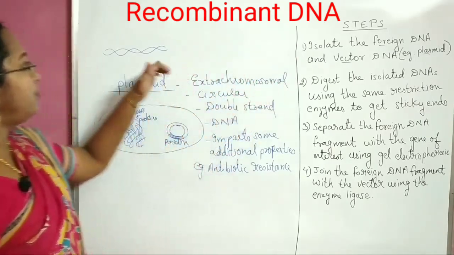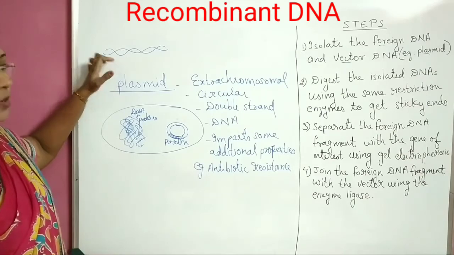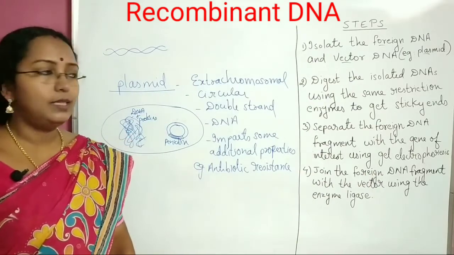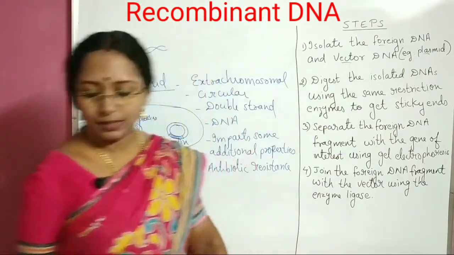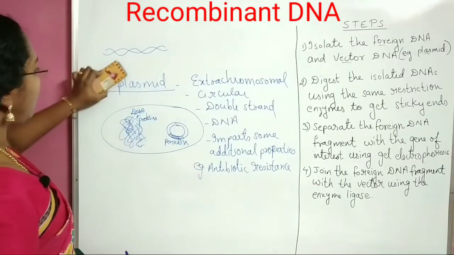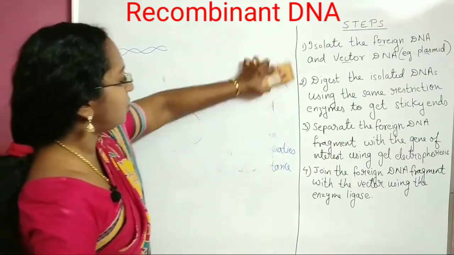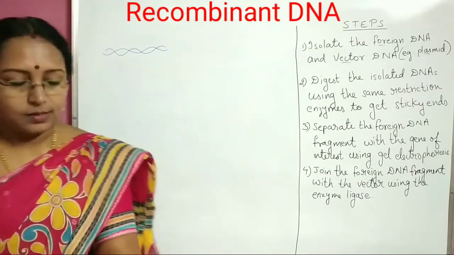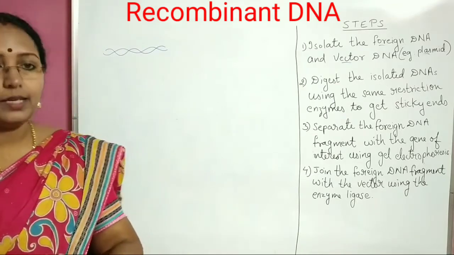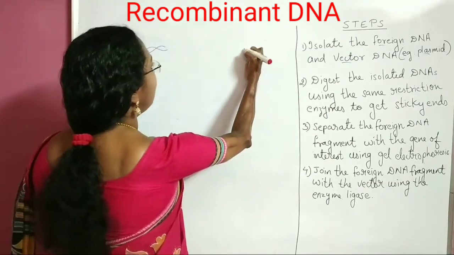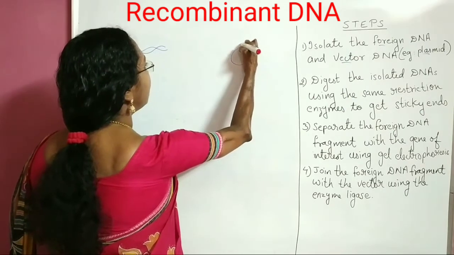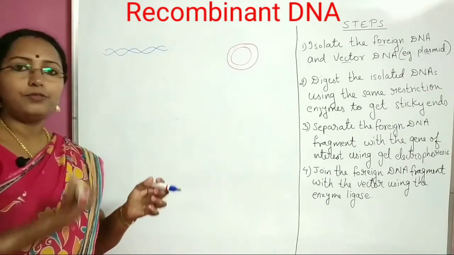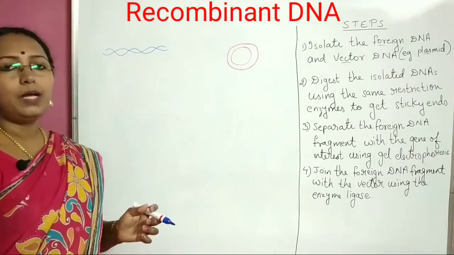So here, our first step, I have isolated a foreign DNA, and then I am also going to isolate a vector DNA, and here I have taken it as plasmid. So having understood what a plasmid is, now I can draw that also. So this is foreign DNA. I have also taken a vector DNA. I have taken plasmid. So you know plasmids are double-stranded circular DNA molecules. So I am drawing like this. So this is my first step, isolating the foreign DNA and isolating the plasmid.